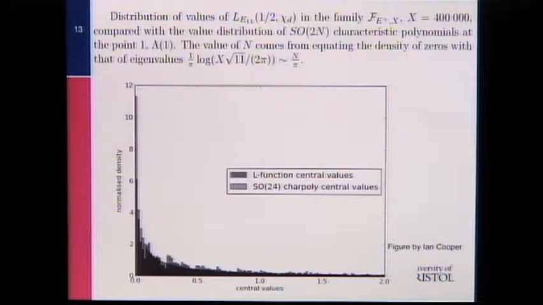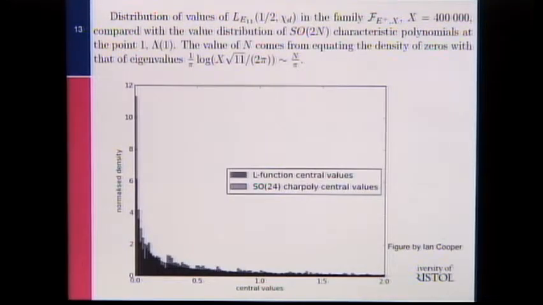So the other plot, the kind of smooth plot, which lies on top, is you generate lots of matrices from SO(24), you calculate the value of the characteristic polynomial at 1, and you plot a histogram of those, and you get the smooth curve here. And so I think it's reasonable to say that the distribution of the characteristic polynomials is a reasonable smooth approximation to the rather choppy distribution of the L-values.